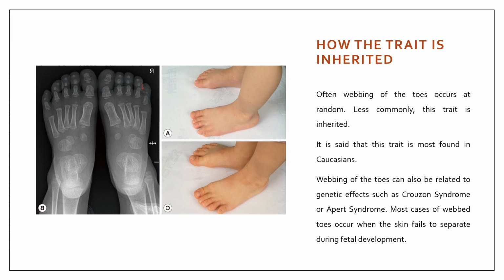Often webbing of the toes occurs at random. It is less commonly an inherited trait, and research has shown that most often the trait is found in Caucasians. Webbing of the toes can also be related to genetic effects, such as Crouzon syndrome or Apert syndrome. Most cases of webbed toes occur when the skin fails to separate during fetal development.